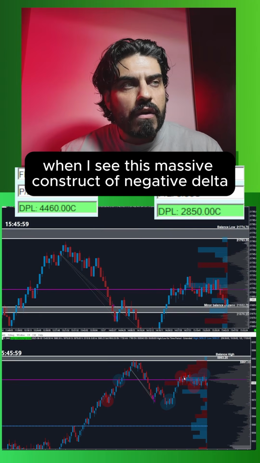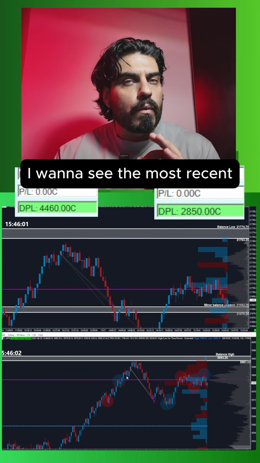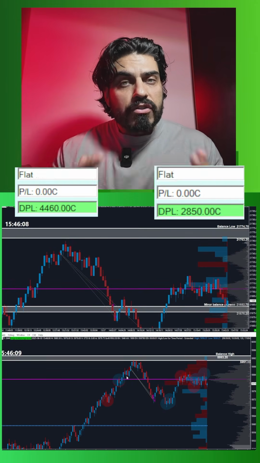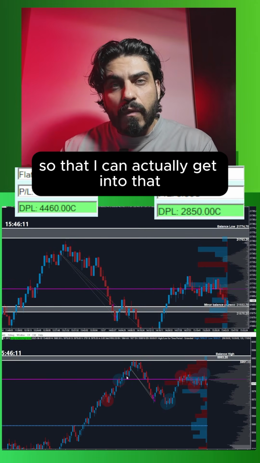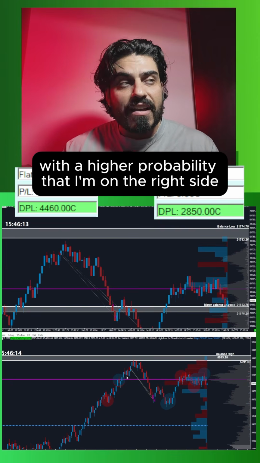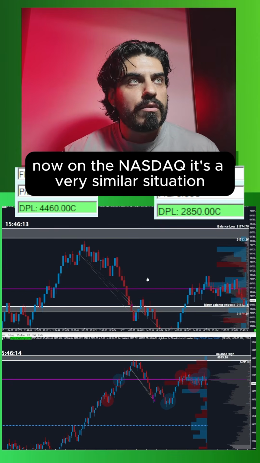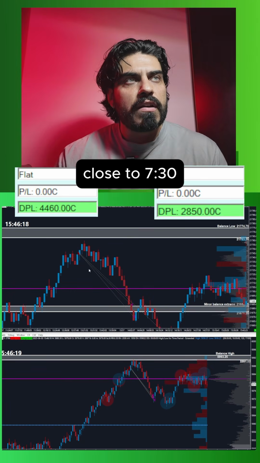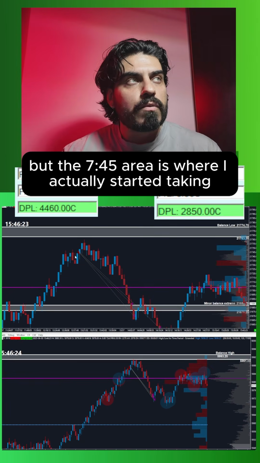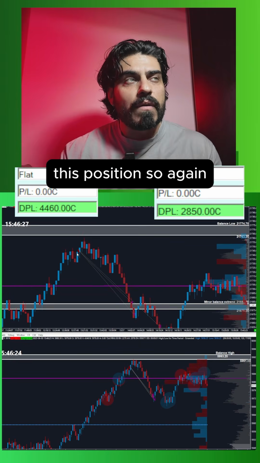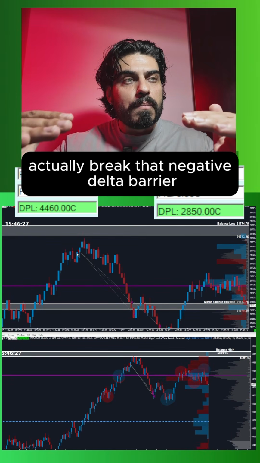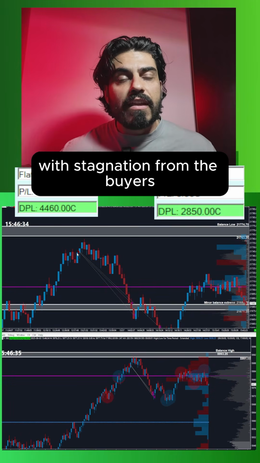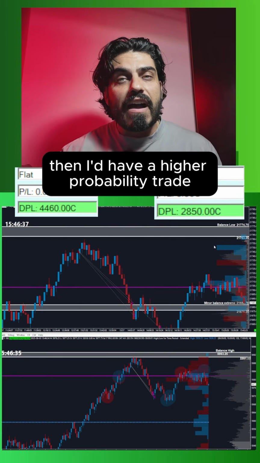When I see this massive construct of negative delta, I want to see the most recent figures of that negative delta actually get broken under, so that I can get into it with a higher probability that I'm on the right side. Now on the NASDAQ, it's a very similar situation. Jumping the gun just a bit, you can see where the negative delta shapes up close to 730, but the 745 area is where I actually started taking this position. So again, if I waited for them to actually break that negative delta barrier that was created at the top for the first time all day with stagnation from the buyers, then I'd have a higher probability trade.